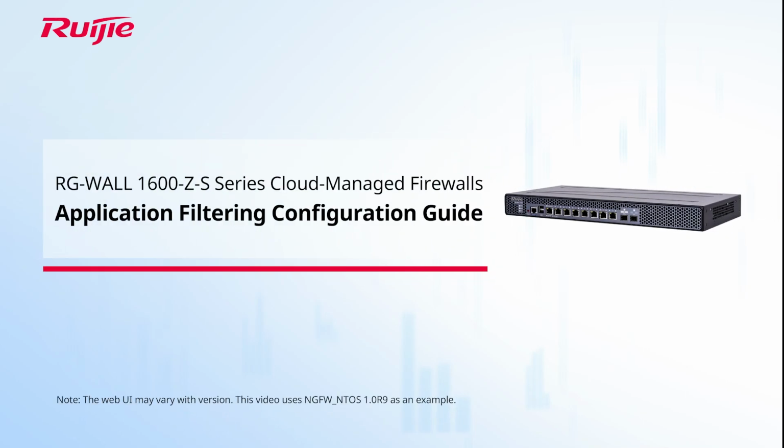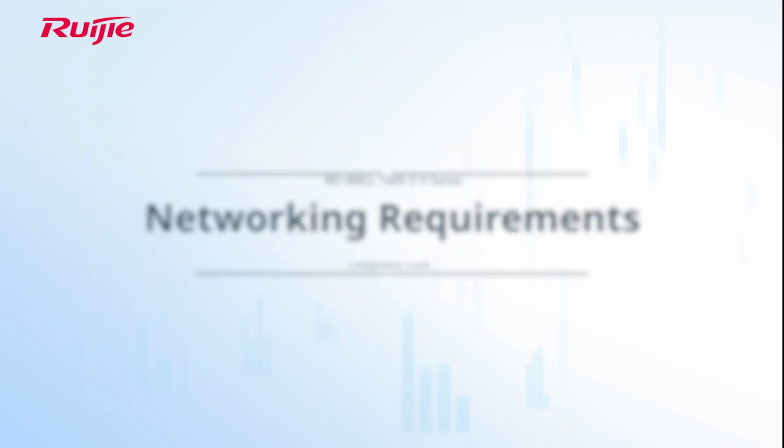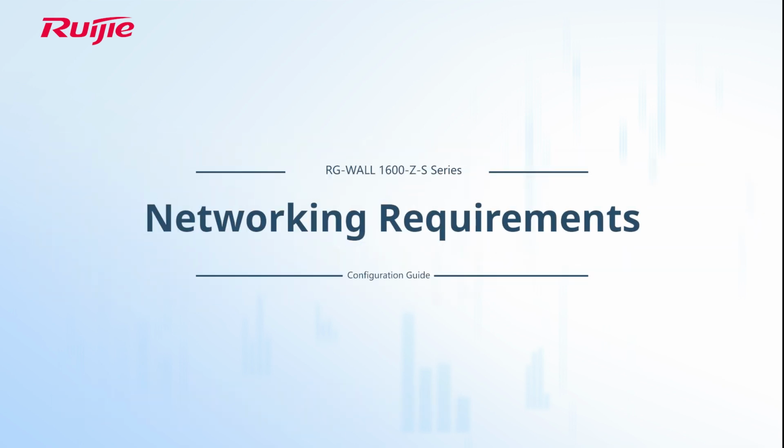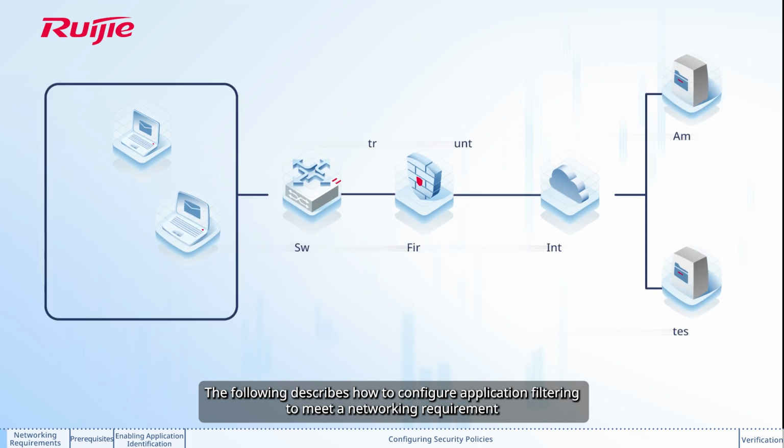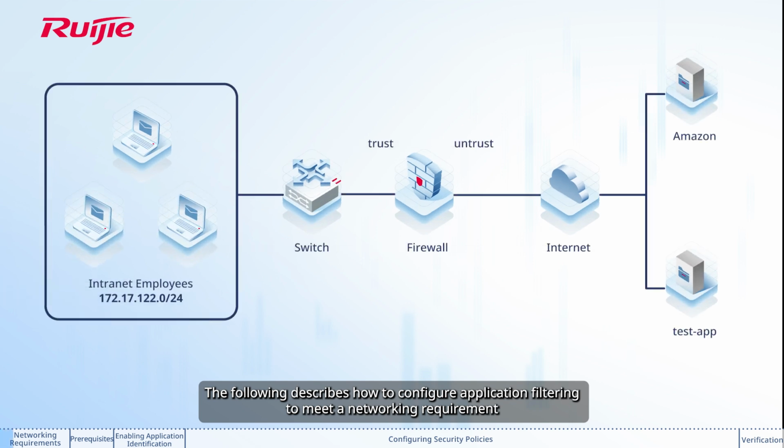This video introduces how to configure the application filtering function on the WALL-1600-Z-S series cloud-managed firewall to restrict intranet users from accessing specific applications. The following describes how to configure application filtering to meet a networking requirement.